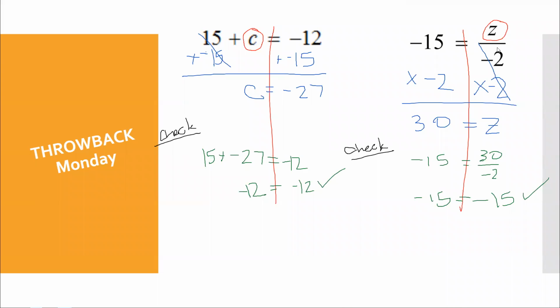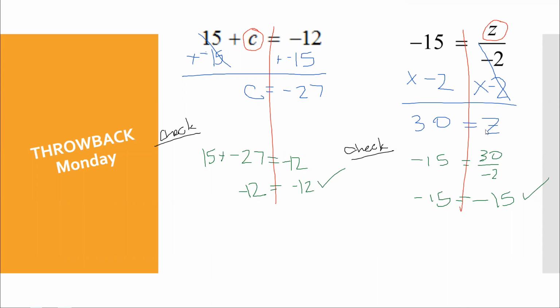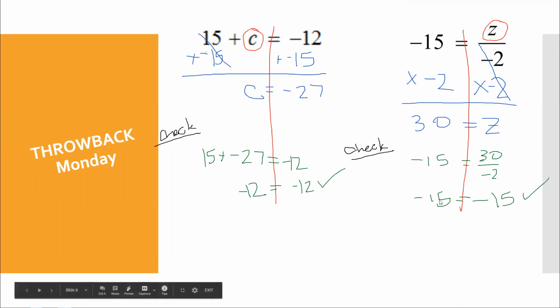And here are your two answers. So for the first one, you should have gotten negative 27. Make sure you check your answer. For that second one, you should have gotten a positive 30. Make sure you check your answer. So you can pause the screen, check your answers fully, make sure that you got them correct, and see where you got your answer wrong if you got it wrong, because I showed all of my work for these problems.